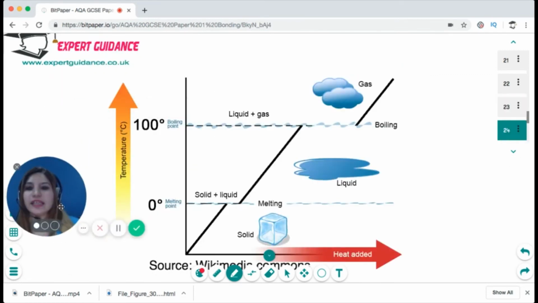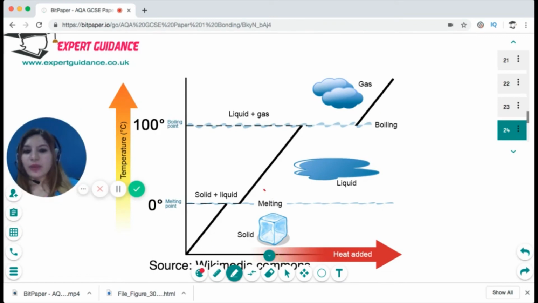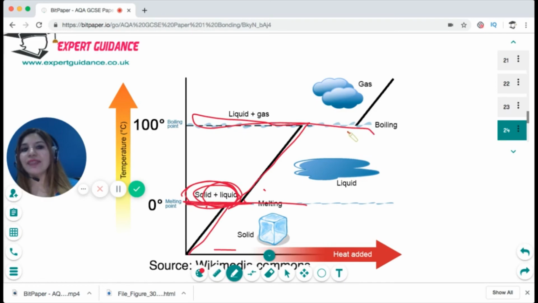Okay, now this is the curve that shows whenever you increase the heat, the solid temperature rises, and at the melting point, the temperature remains the same until all the solid converts into a liquid. Then when the change of state is complete, the temperature increases, then the liquid converts into a gas, and at the boiling point, the temperature remains the same until all the liquid converts into a gas, and then at boiling, it converts into a vapor.